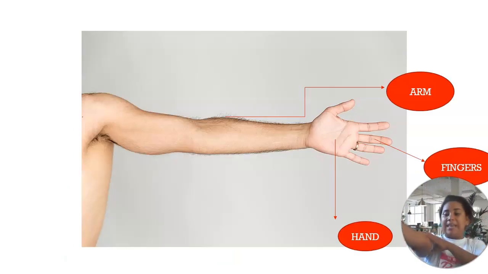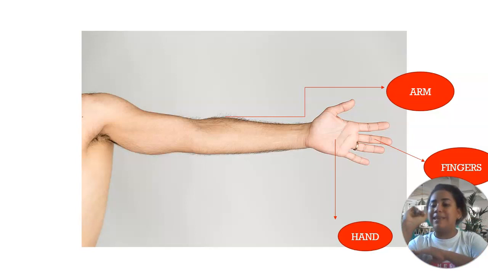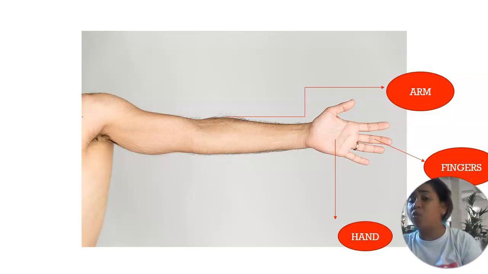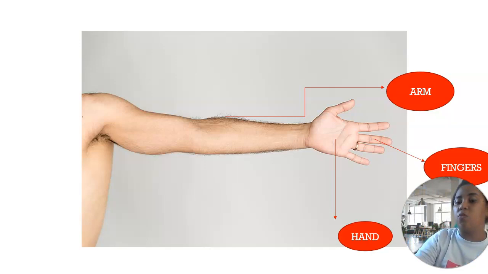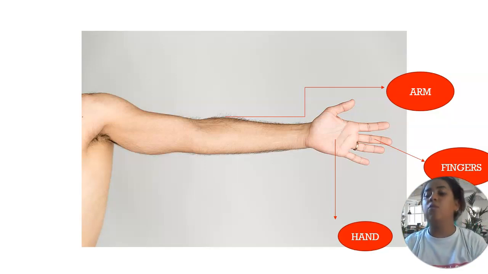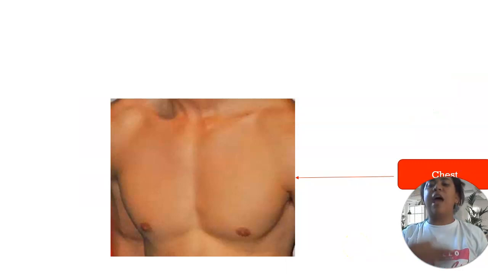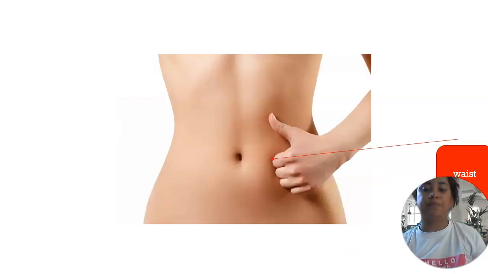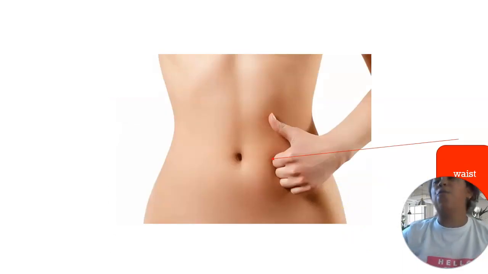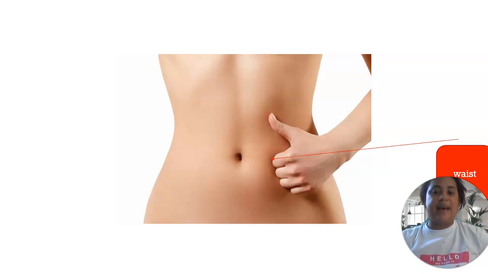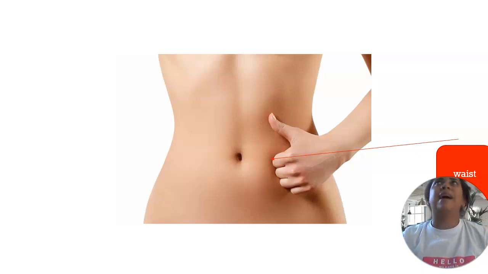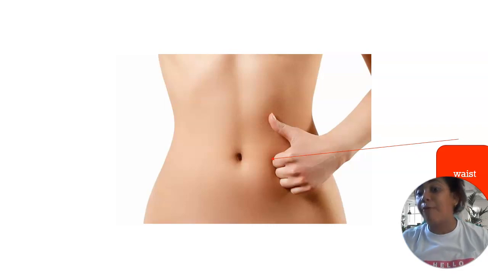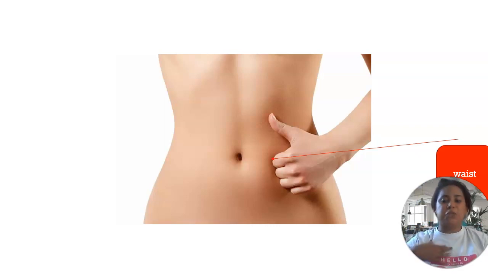This whole part is the arm. But this part in particular is the hand. You can touch with the hand. And these are the fingers. Here are the fingers. Excellent. Very good. Way to continue. This is our chest. This is the chest. In English, this is chest. Excellent. This is our waist. For women, the waist is very important. I think that many women want to have a small waist. Me too.